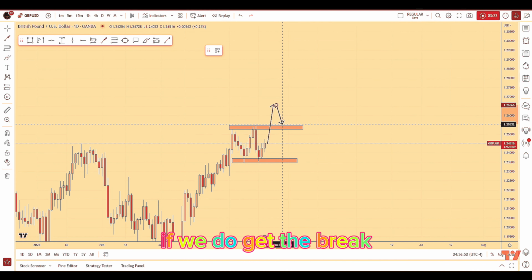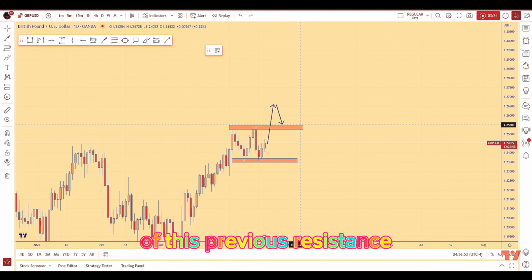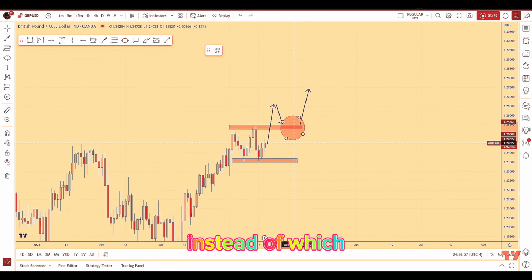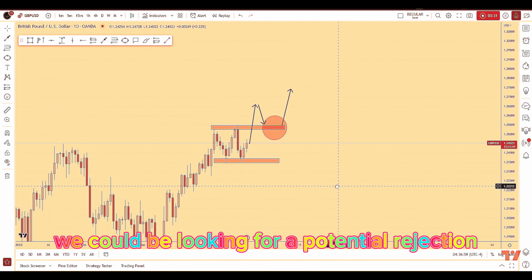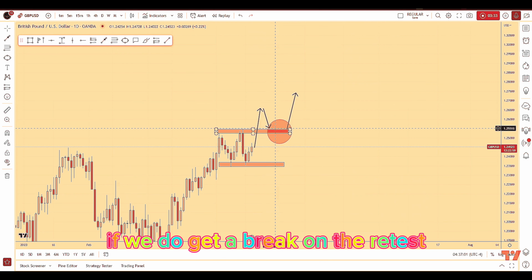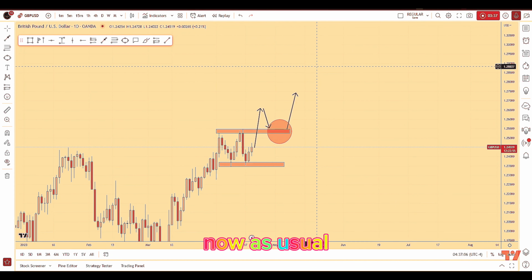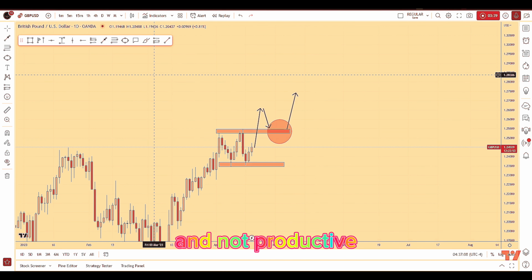So if we do get the break, after a break on the retest of this previous resistance turned support, this would be a very interesting area inside of which we could be looking for a potential rejection to the upside. So if we do get the break on the retest, that is how we could be approaching a potential rejection to the upside. Now, as usual, trading is reactive and not predictive.